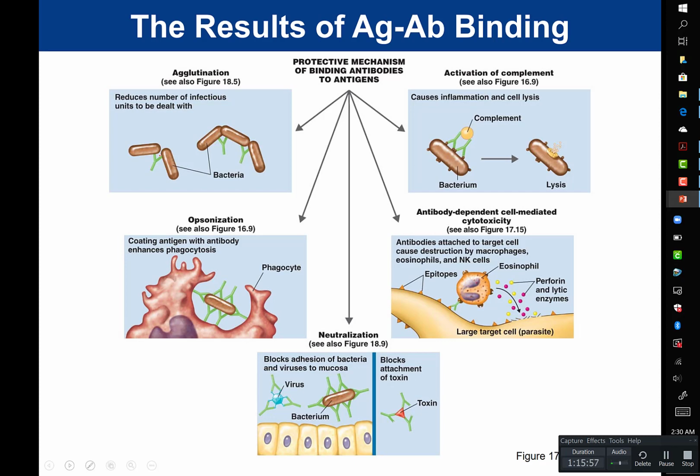Same thing with the toxin. A bacteria could produce a toxin, and if antibodies are produced and they bind that toxin, it's going to prevent that toxin from being able to bind to its target site. And so this is called neutralization. It's basically preventing the pathogen or the toxin from getting to where it needs to go to cause the infection. So it's neutralizing the pathogens that are outside the cells.